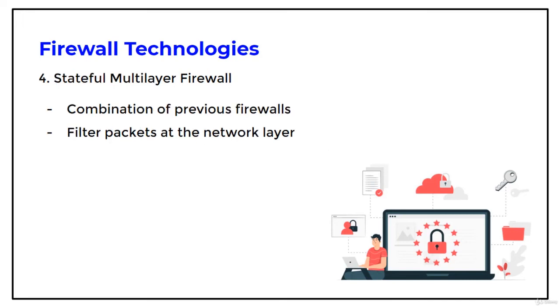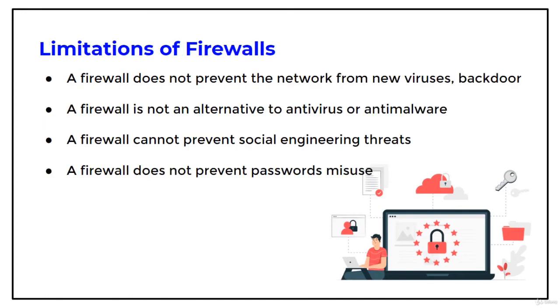And the last is the stateful inspection firewall. It is also known as dynamic packet filters, and it keeps track of the state of the active connections and uses a combination of the previous firewalls. That is, it can be a combination of circuit gateway or an application gateway. So these are the firewall technologies. These are not the firewall types, but these are the firewall technologies.